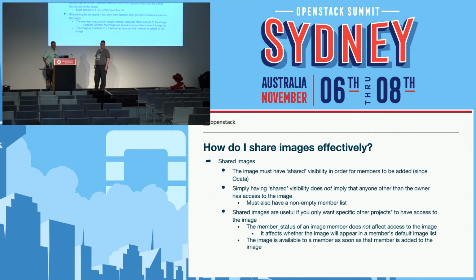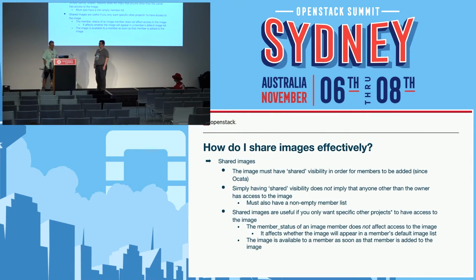All right, so how do you share images effectively? An image has to have the shared visibility in order to have members added to it. Now, simply having the shared visibility does not imply that anybody other than the owner has access to the image, because they actually have to be made a member in order to be able to see it. So if somebody else is going to have access to your image, the visibility needs to be shared, and they need to actually be a member. If you have an empty member list, then even if the visibility is shared, nobody else is going to see it. Just something to keep in mind, because the default visibility is shared, which seems kind of weird, but we had to do that for backward compatibility with the version 1 API.